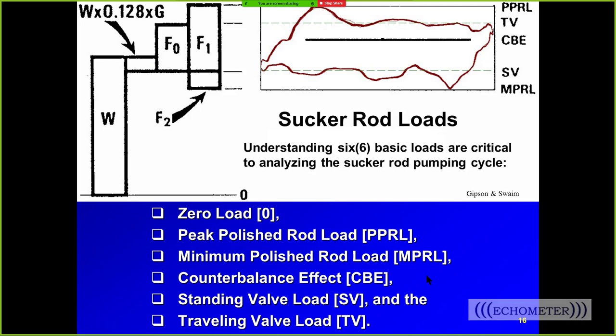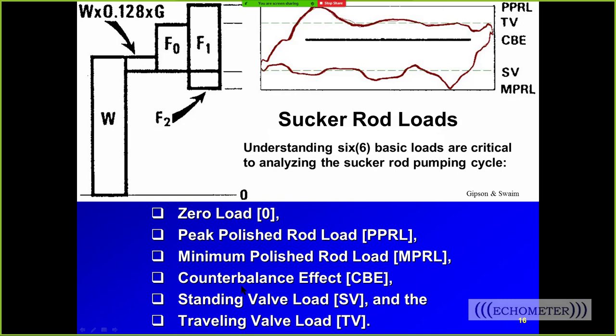All right, now this is starting to get into the main part of the presentation today. Here is a slide from Gibbs and Swain that was presented back in the 70s. They talked about a building block of loads, and this is the weight of rods in air, and this is the buoyancy force. The weight of rods in fluid is the weight of rods in air minus the buoyancy force. So here's our weight of rods in fluid, and that's the load reference line right there, and we call it the standing valve load line. When you add the fluid load onto the weight of rods in fluid, this is the fluid load right here, and that becomes the weight of rods in fluid plus the fluid load, and that's the traveling valve load line. Other reference points are the minimum polished rod load and the maximum polished rod load, and all this is related back to the zero load line.